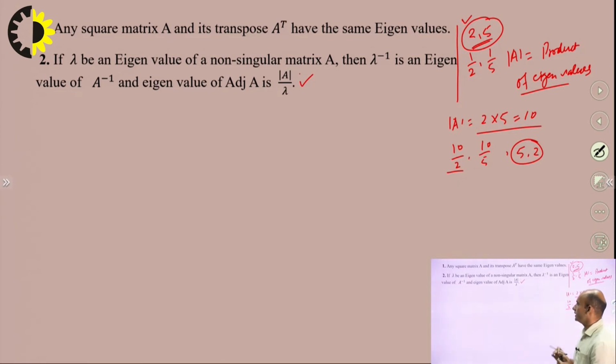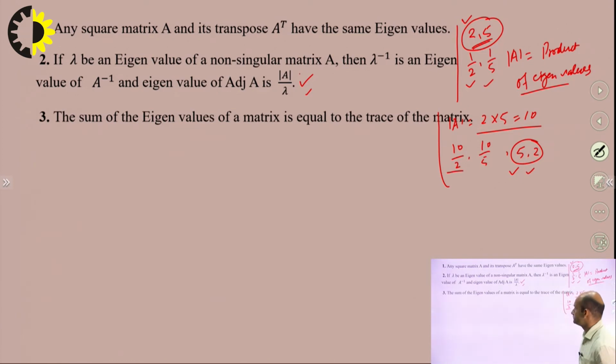So suppose we have 2 and 5 as the eigenvalues of the matrix A, and we have a matrix of order 2, then the eigenvalues of A inverse will be 1 upon 2 and 1 upon 5, and the eigenvalues of adjoint A will be 5 and 2 according to this property. Now, we have some more properties: the sum of eigenvalues of a matrix equals the trace of the matrix, or the sum of eigenvalues equals the sum of diagonal elements, because we know the trace of any matrix equals the sum of diagonal elements.